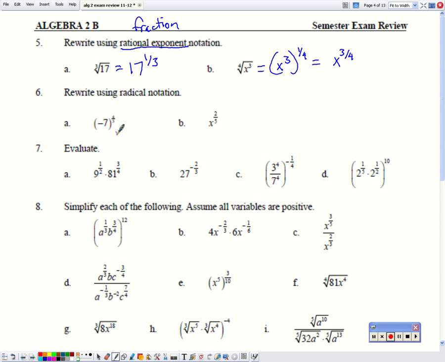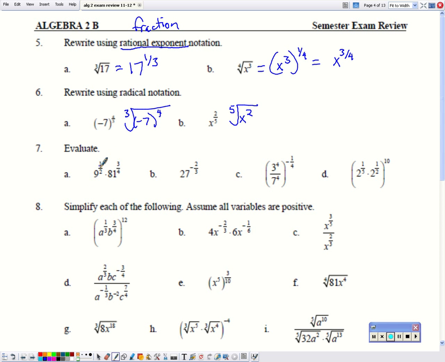So rewrite using radical notation. Well, now we have -7 to the 4th, because that's the numerator. The denominator is kind of hard to see on this, but you can see in your packet it's a 3. So that's going to be the cube root. Here, we've got a numerator of 2, which means it's going to be x squared, and a denominator of 5. So that's going to be the 5th root. I always recommend doing the root outside. It's kind of up to you, though.